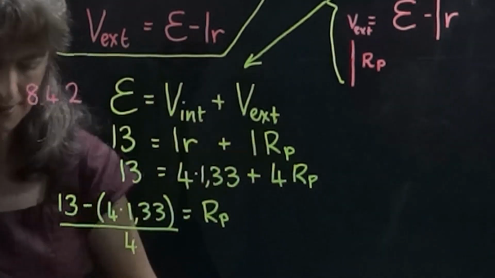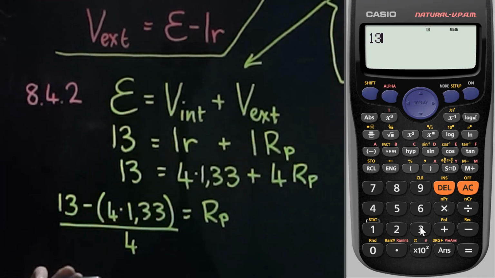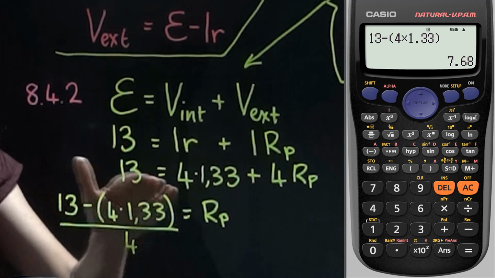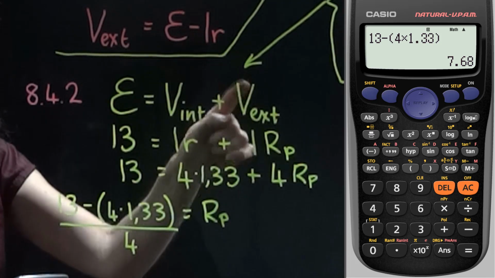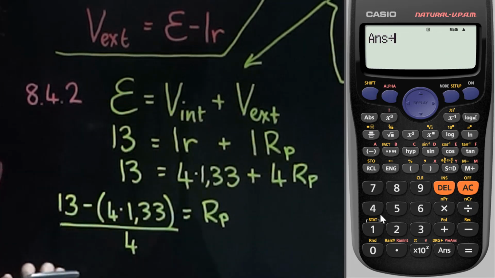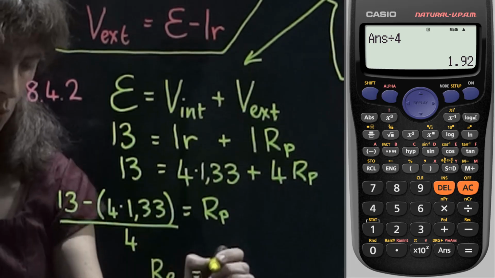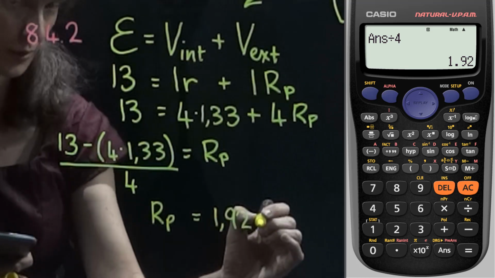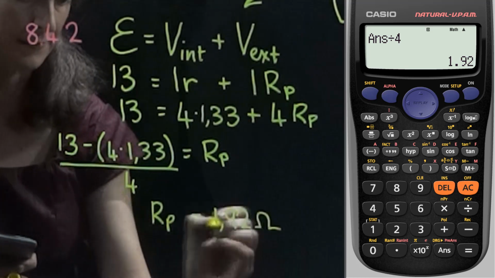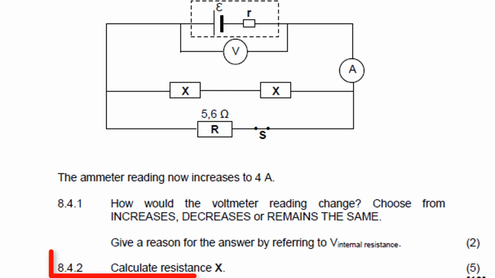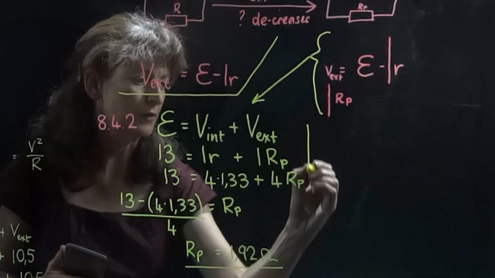So let's get our calculator. 13 minus open bracket 4 times 1.33 close bracket equals this value that we have on the calculator, 7.68. Can you see? It is actually V external. And now we're going to divide through by 4, and then we're going to find just RP, and that is 1,92. Don't forget the unit. It's a resistance, ohms. Right, but remember, that is not actually what we were asked. We were asked to find X. So we need to continue.